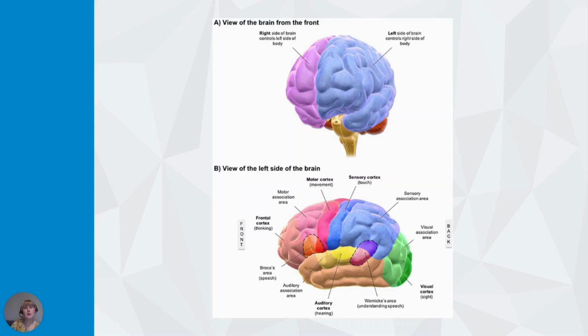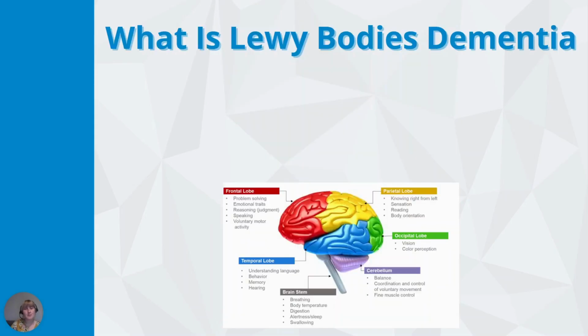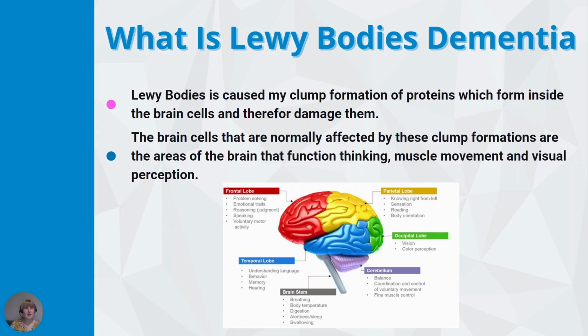We're now going to move on to Lewy body dementia. So what is Lewy bodies? Lewy bodies is actually the name of the protein that was found when they researched and discovered this form of dementia.